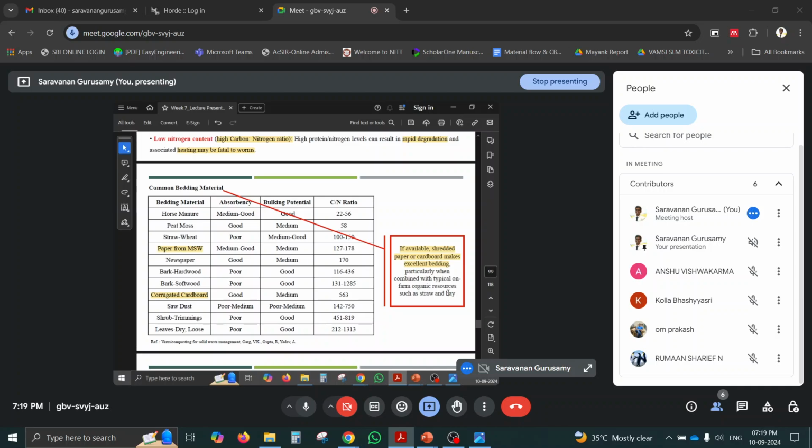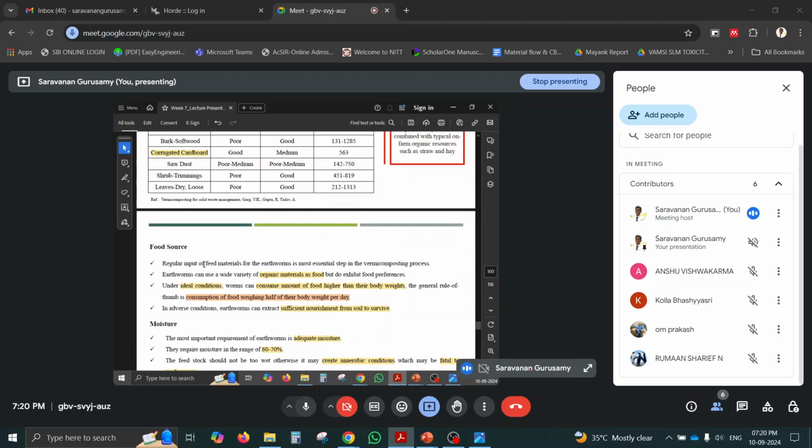But if available, shredded paper and cardboard make excellent bedding, particularly when combined with typical on-farm organic resources such as straw and hay. It will create a good bedding material with good absorbency, good bulking potential, and low nitrogen content. That is the one we can use, because paper and cardboard have higher carbon content and low nitrogen content.